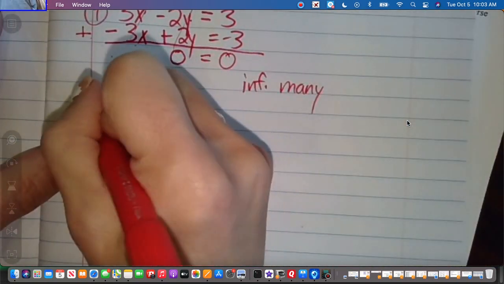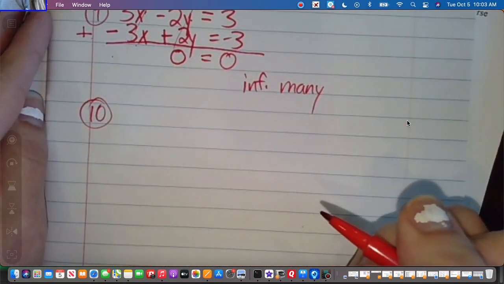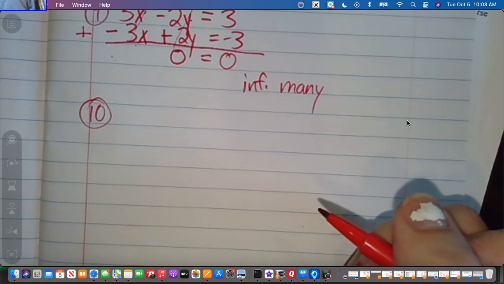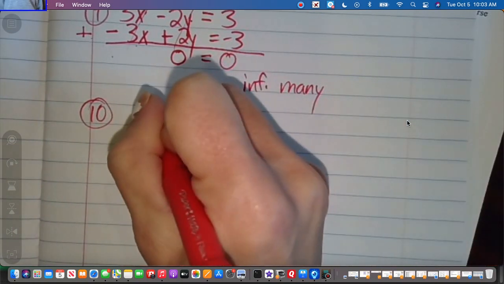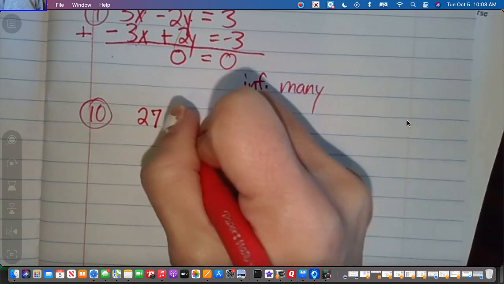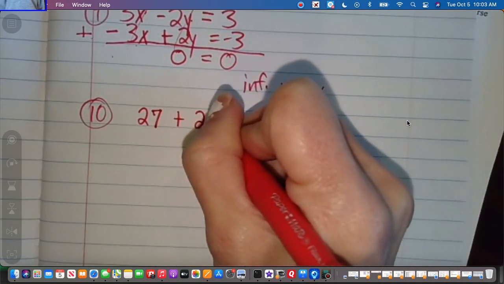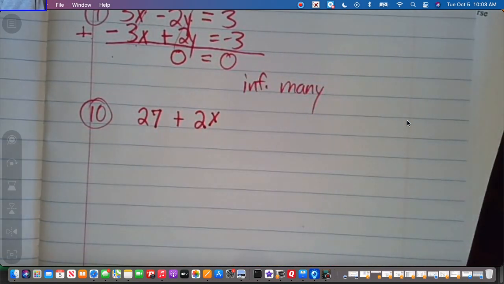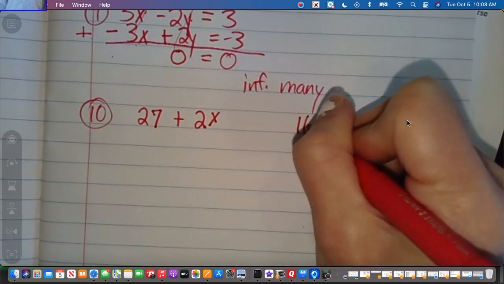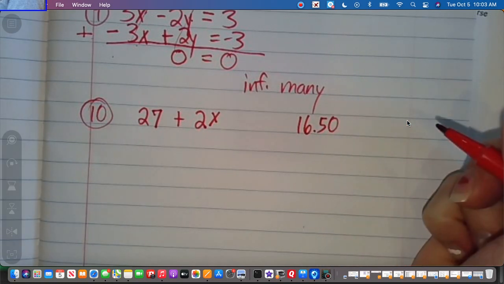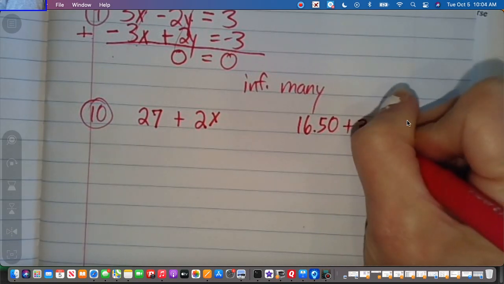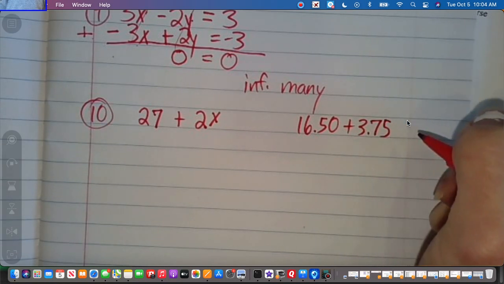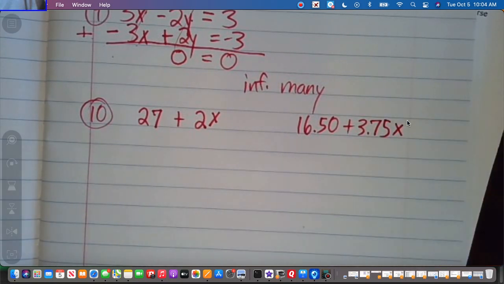Number 10. A jet ski company charges a flat fee of $27 plus $2 per hour to rent a jet ski. Another company charges a fee of $16.50 plus $3.75 per hour to rent their jet ski. Find when they're the same. It says use a calculator.